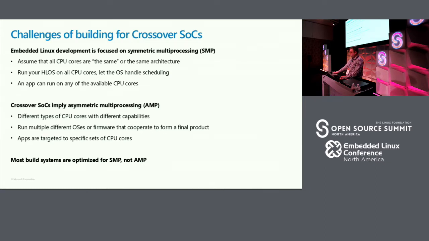So the real challenge here is that most of the build systems that I've worked with are really optimized for SMP. They're assuming you're building a traditional SMP environment. You're building for either a simple embedded chip with one type of CPU core, or you're building for a server or a PC where SMP is the norm. And they're not designed for AMP. And so that is where most of the challenges in building come in.